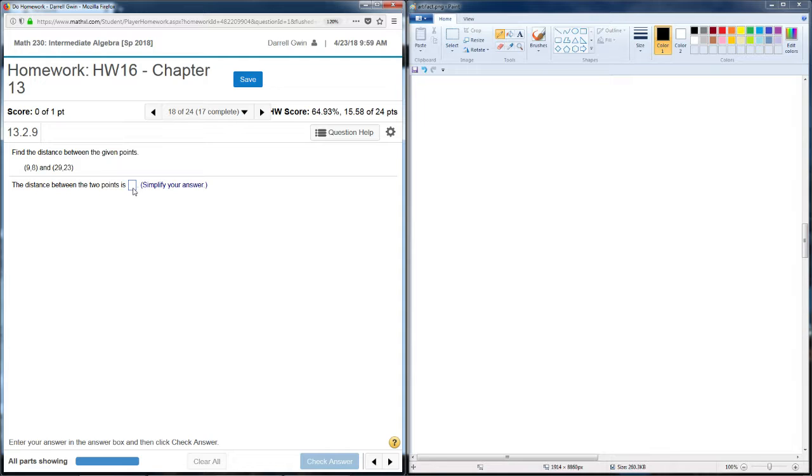Alright, the distance between these 2 points. Okay, I gotta do this one. This one looked pretty hard. So I'm going to use the distance formula. Number 13.